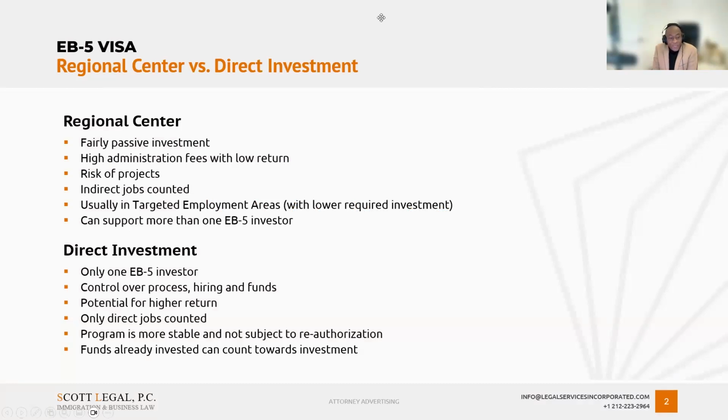So, as Jay mentioned, we're going to talk about the EB-5 visa. And really, when we start the conversation related to EB-5, we first think of it in terms of breaking it out into really two different sections. One is regional centers, and the other is direct investment.